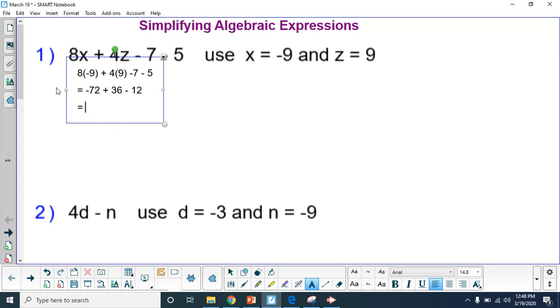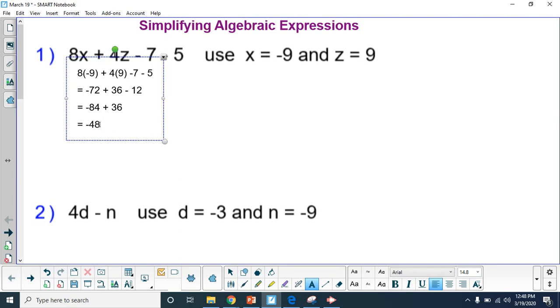Now what you can do, to simplify this, is combine the like signs, the numbers with the like signs. Negative 72 subtract 12, you will get negative 84. Then we have add 36. This is equal to negative 48. We got the answer as one value.